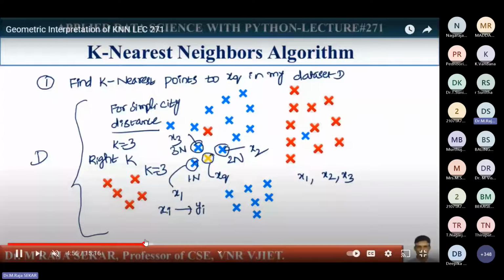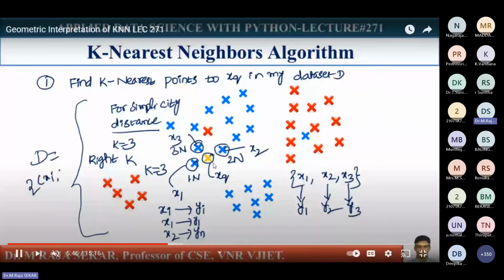These 3 are basically xi, yi, meaning x1 and so on. What are you getting here? Just see how many neighbors you have here. 3 neighbors. For this query point, the new point, your neighbors are these. Let me say this is x1, this is x2, this is x3.